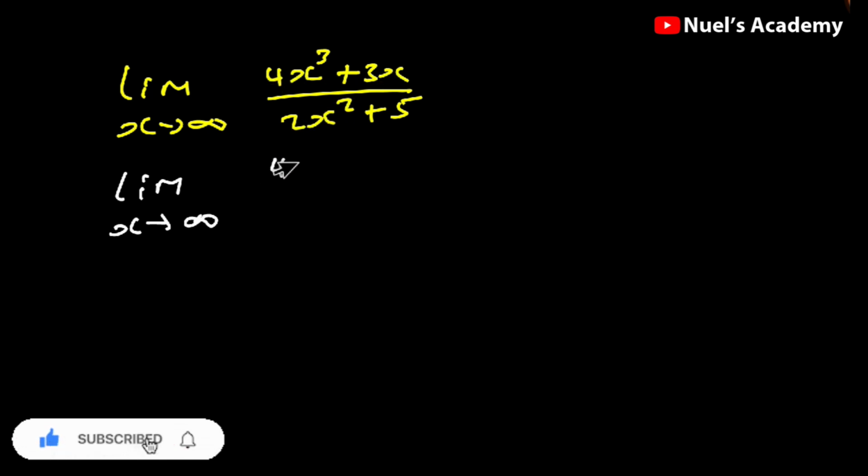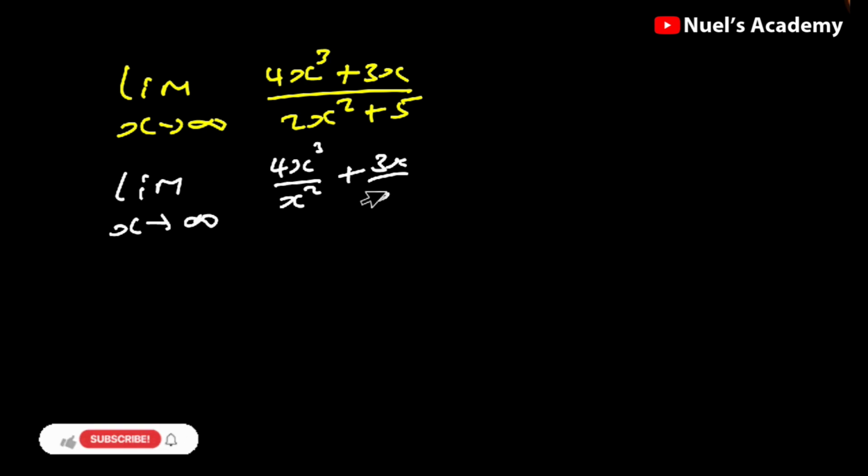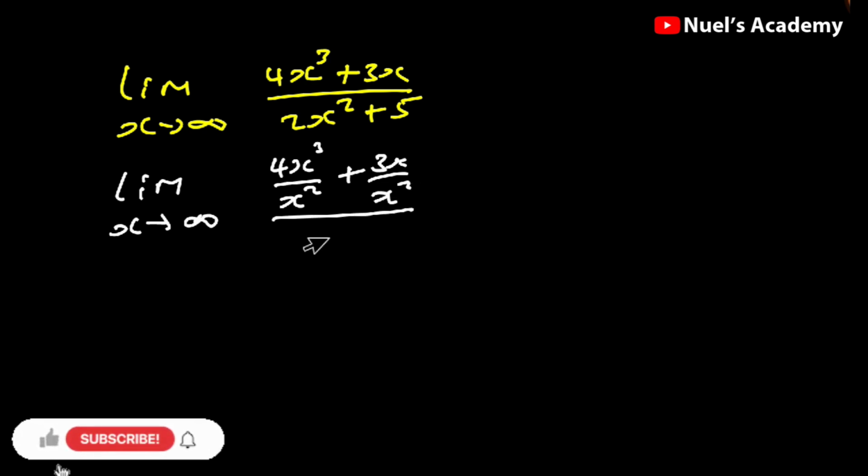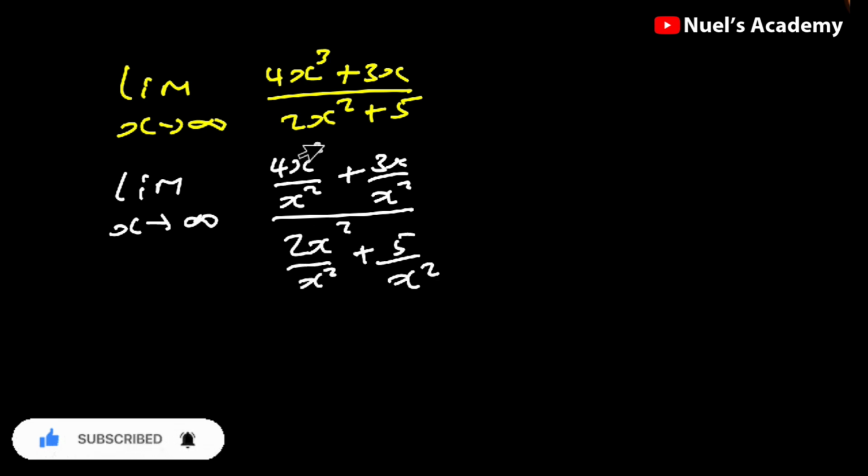In that regard, we have 4x cubed over x raised to the power 2 plus 3x over x raised to the power 2, then over 2x squared over x raised to the power 2 plus 5 over x raised to the power 2. So we have limit as x tends to infinity. Now x squared and x cubed, one of these will cancel. We'll be left with 4x in the numerator.